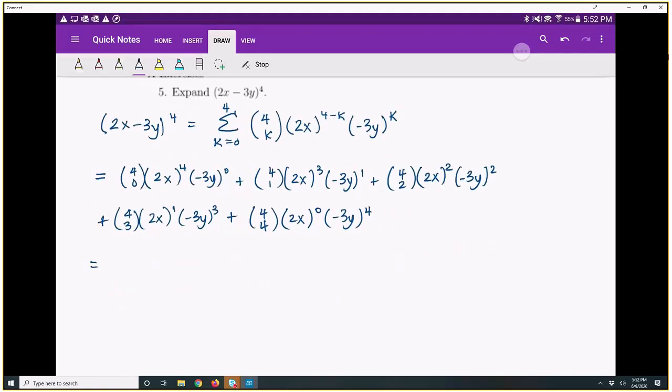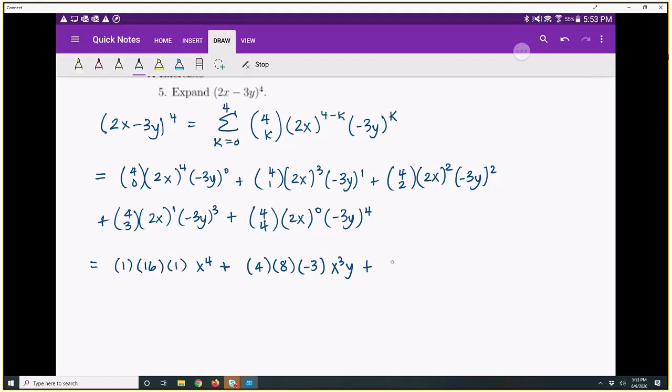And then I can find these coefficients. So 4 choose 0 I know is 1. From (2x) to the power 4 I'm going to get 2 to the power 4, which is 16. And from negative 3 to the 0 I'm going to get 1. Then I'll have x to the power 4 and y to the power 0, so I'm not going to write it because it's just 1. Then 4 choose 1 is 4. 2 cubed is 8. Minus 3 to the power 1 is minus 3. Then I'll have x cubed y.